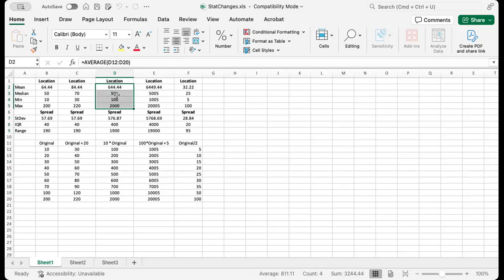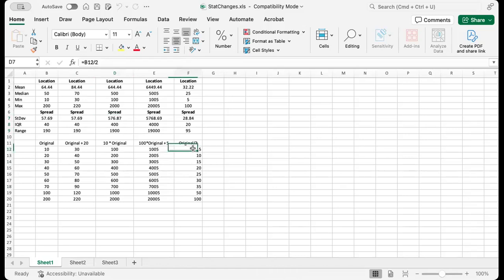It used to be 50, now 500. It used to be 10, now 100. It used to be 200, now 2000. What has also happened to the spread? It used to be 57.6, now 576.87. 40, now 400. 190, now 1900. So you can see that when we multiply by a constant, both location and scale change. Does that make sense? When we multiply by a constant, both location and scale change.